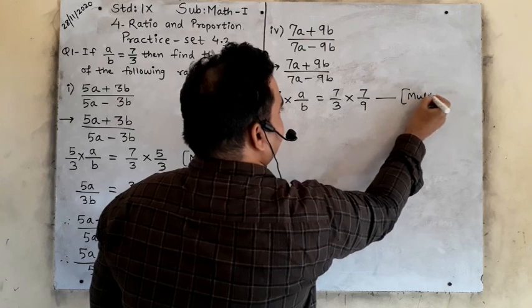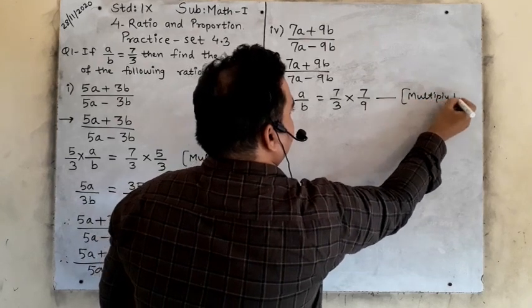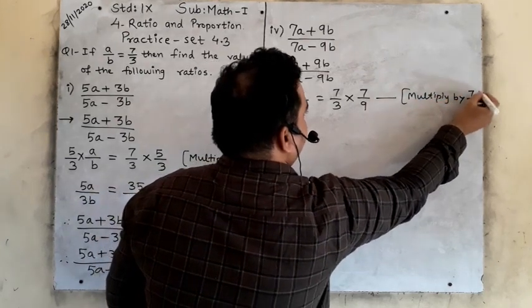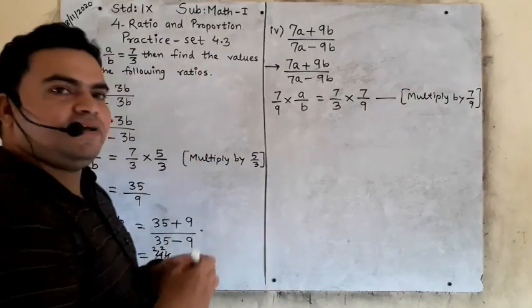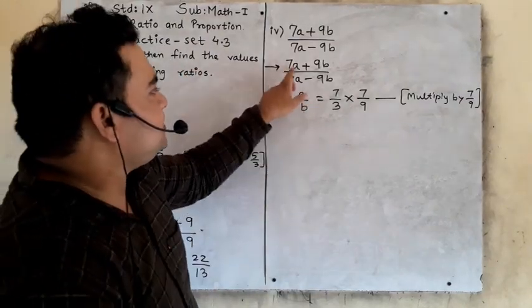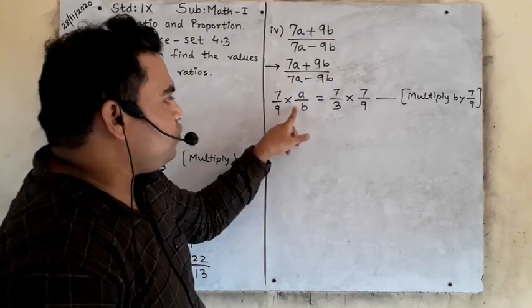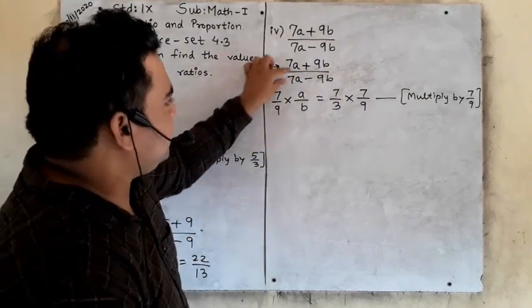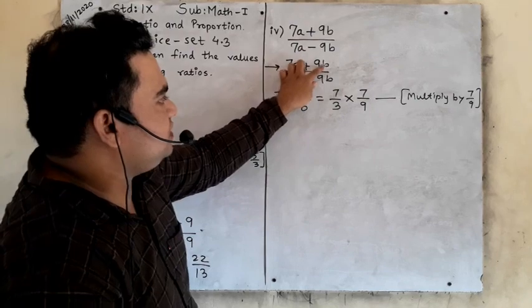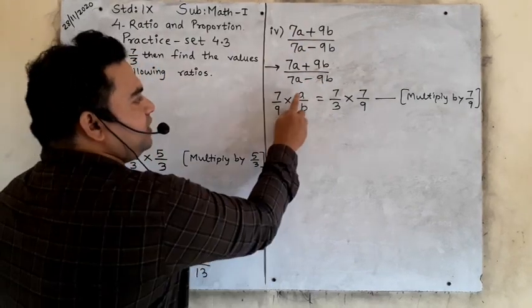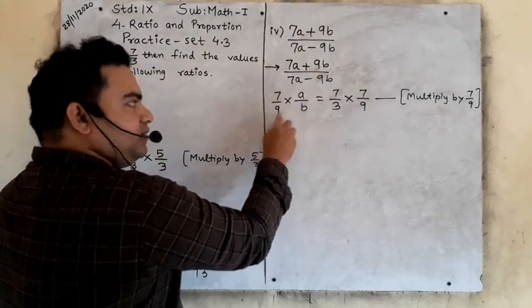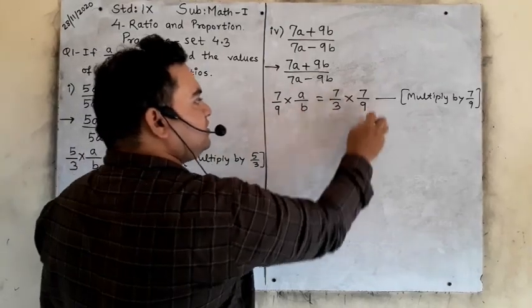See, multiply by 7 upon 9. Why will you multiply by 7 upon 9? Because here it is 7A, you want the 7A value, and here it is 9B, so you want the 9B value. Here 7 is the coefficient of A and 9 is the coefficient of B. So you will multiply A by 7 and B by 9. So 7 upon 9, 7 upon 9.